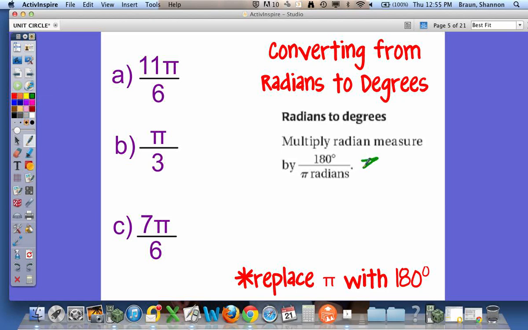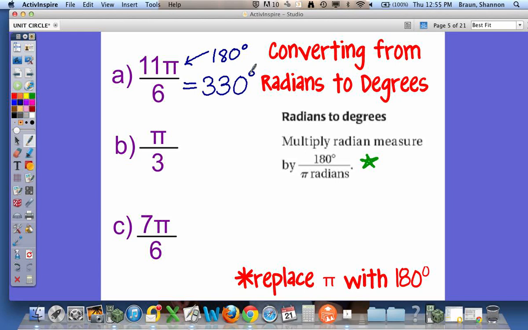Do not think of it like this formula. I have the formula right here. But more so just think back to our unit circle and what did we say that pi is equivalent to? 180 degrees. So all that you're going to do is anywhere you see pi, replace it with 180 degrees. In a problem like this, I could plug it in my calculator and do 11 times 180 and then divide by 6. Or do we all know what 180 divided by 6 would be? 30, and what's 30 times 11? 330.